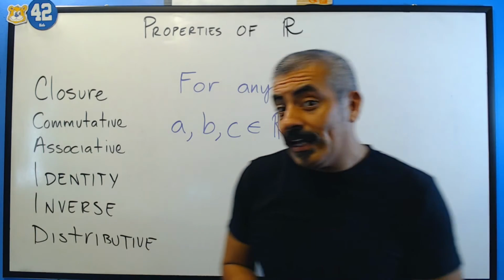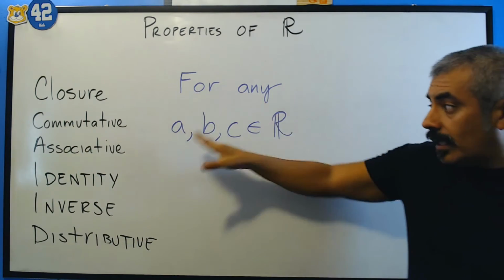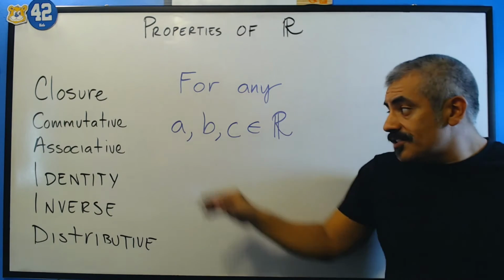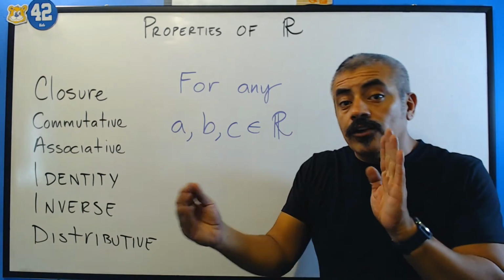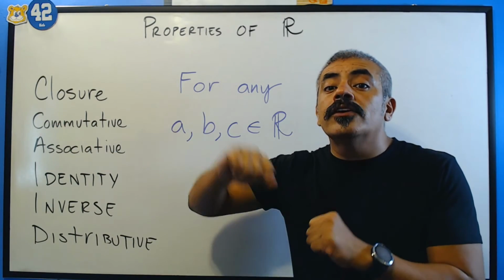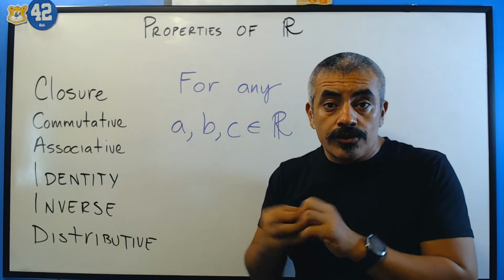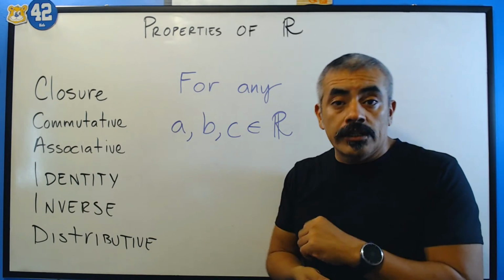So let's do a recap real quick about what all these mean. For any numbers, so for any a, b, c in R, so for any numbers in the real numbers, closure just simply means that whenever you add two numbers, you're going to get another real number back. And whenever you multiply two real numbers, you're going to get another real number back. So that's closure under addition and closure under multiplication.